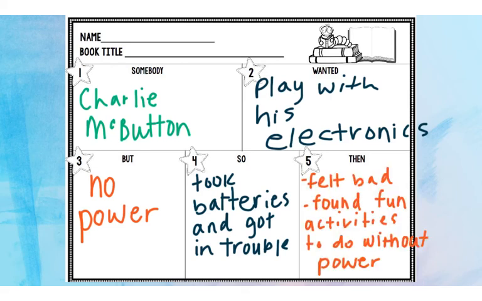And those are the 5 steps. Now, normally we would take this graphic organizer and we would use it and then write a summary, kind of like a paragraph. But for now, we'll just talk about it orally.